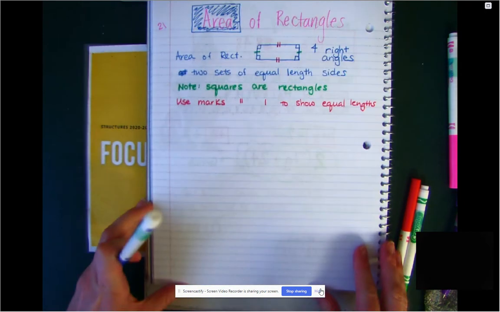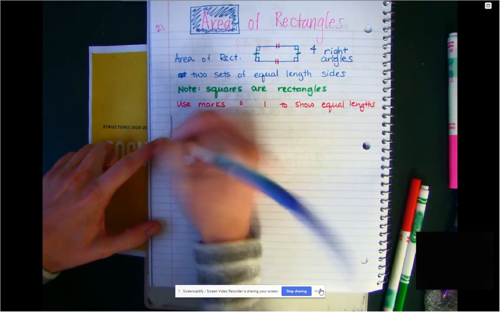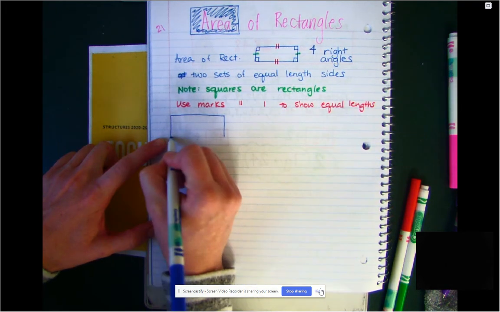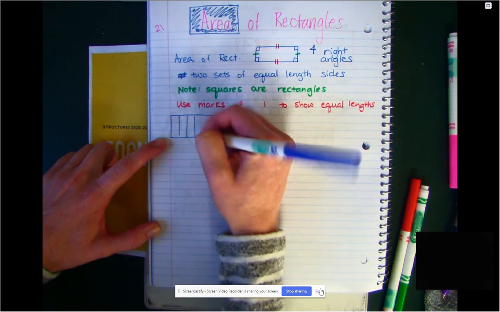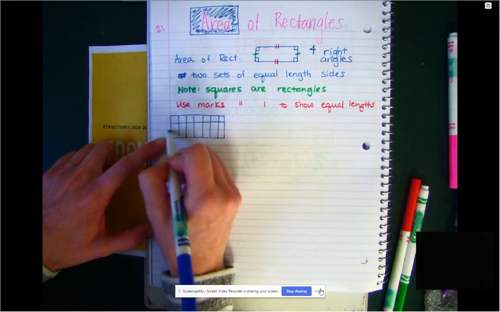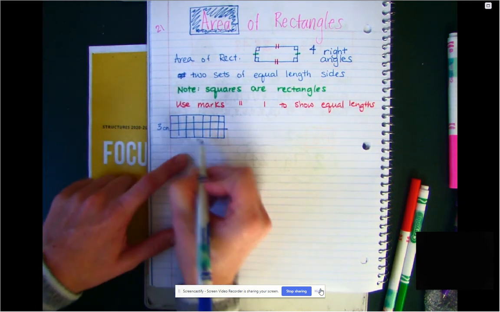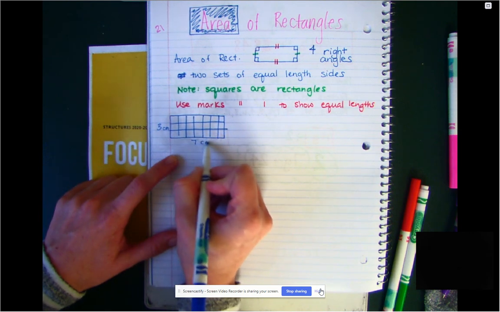All right, getting to the area point, let's say we have this rectangle. This rectangle is 3 centimeters tall, 1, 2, 3, 4, 5, 6, 7 centimeters wide.